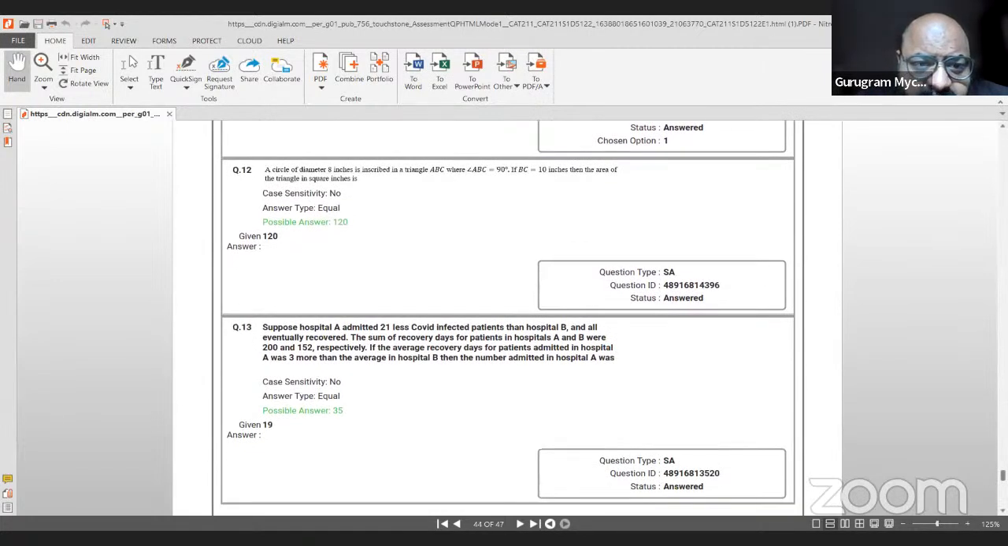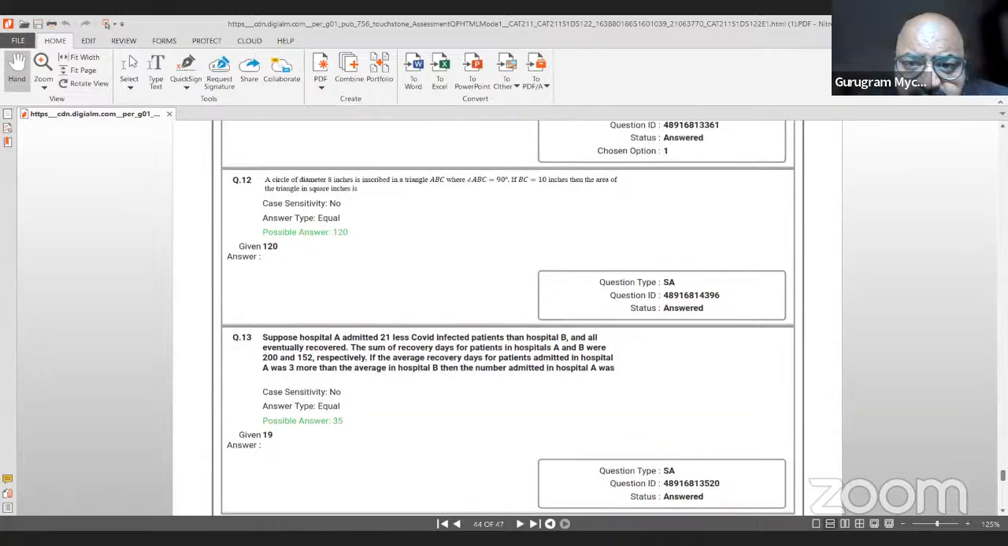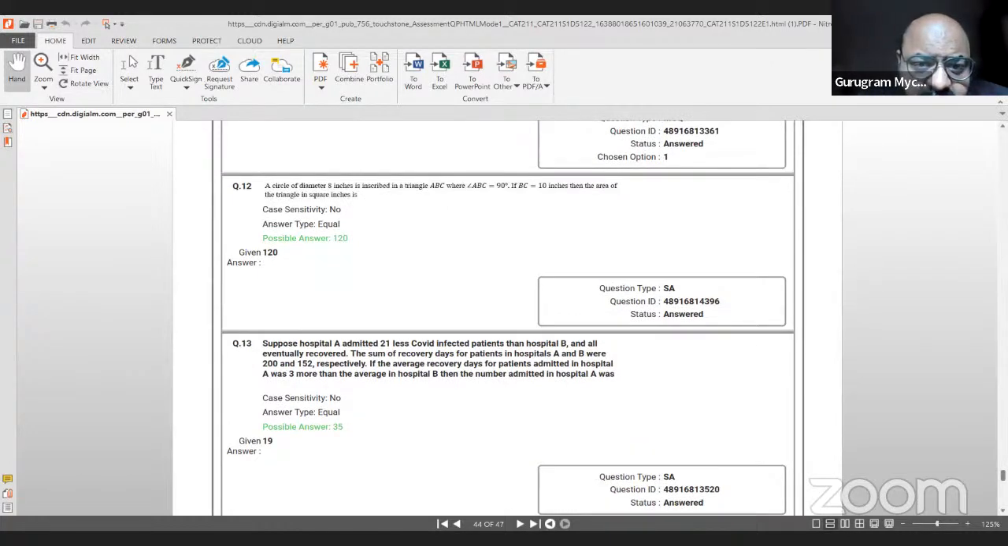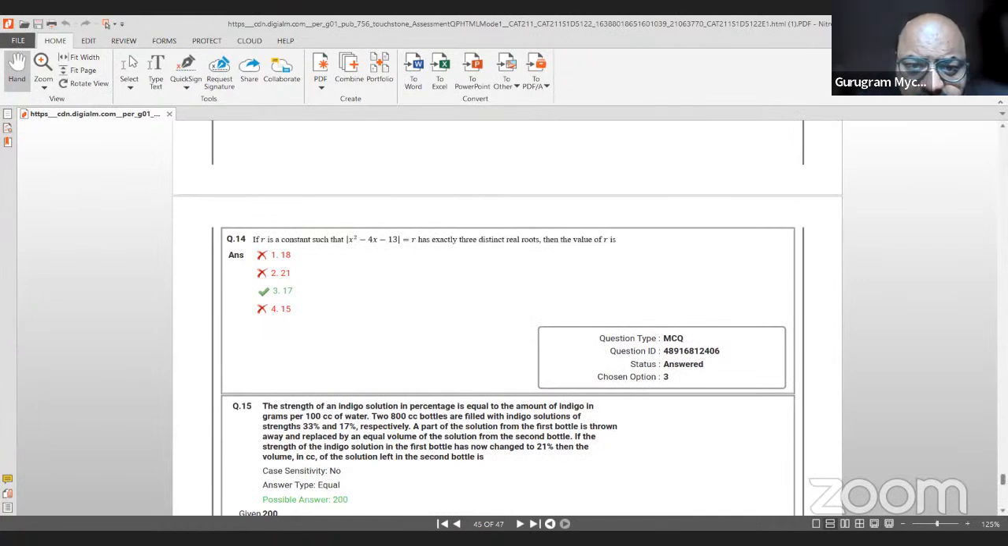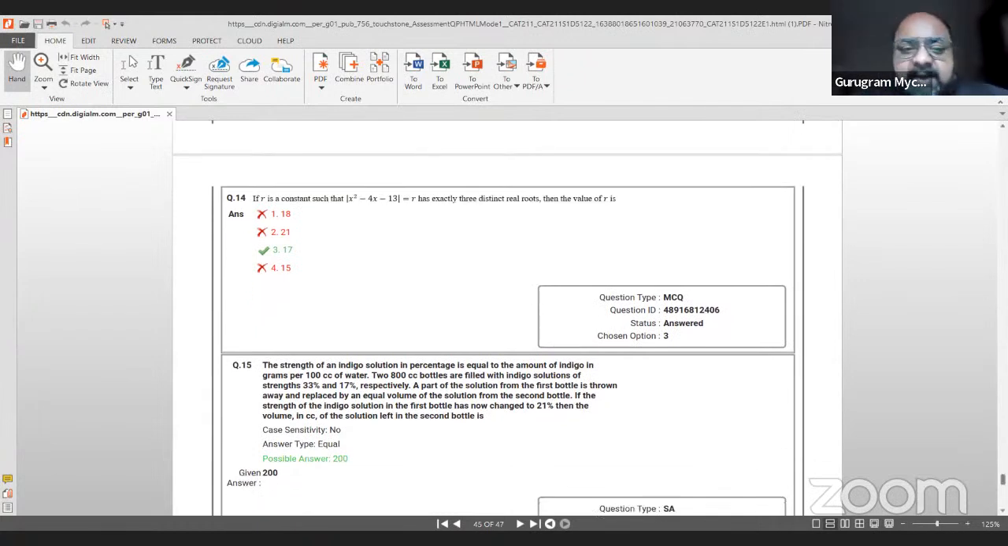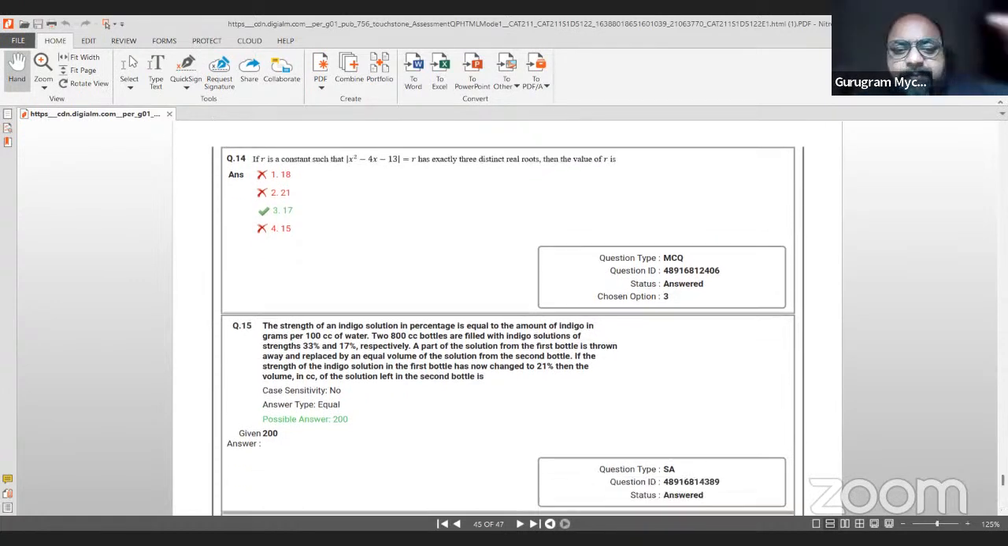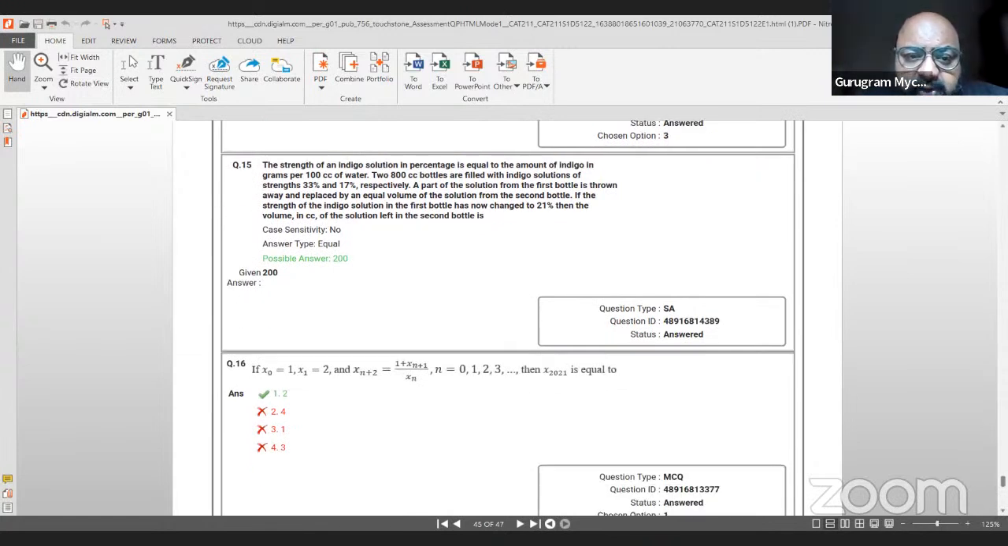A circle of diameter 8 inches is inscribed in a triangle ABC, angle B is 90, BC is 10. Then the area of the triangle in square inches is. I had only done this by hit and trial; this one I had not actually solved. This, for example, again, I took it as a round 1 question because I could see the graph and therefore understood the points, so that got marked. Okay.